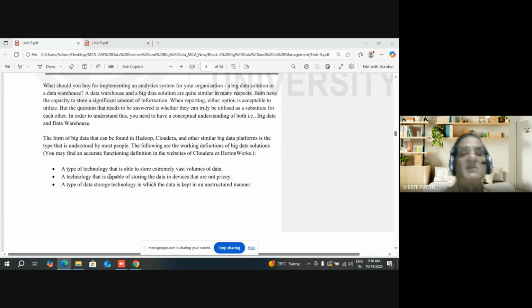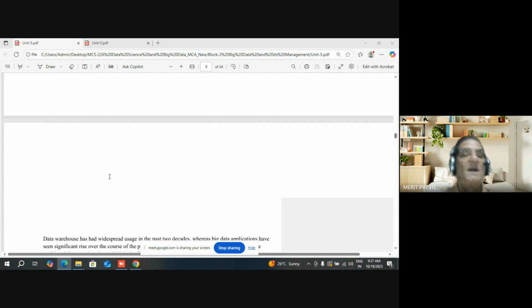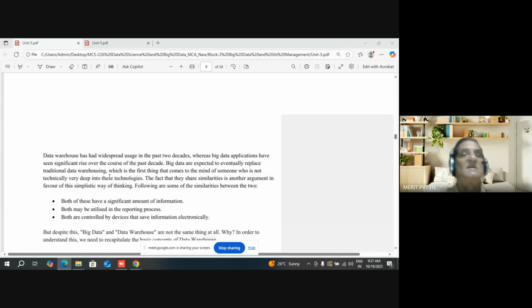Following our working definition, big data is a type of technology that is able to store extremely vast volumes of data, in devices that are not pricey, a type of data storage technology in which the data is kept in an unstructured manner. Data warehouses have been widely used in the past two decades, whereas big data applications have seen a significant rise over the course of the past decade. Big data is expected to eventually replace traditional data warehousing, which is the first thing that comes to the mind of someone who is not technically very deep into this.